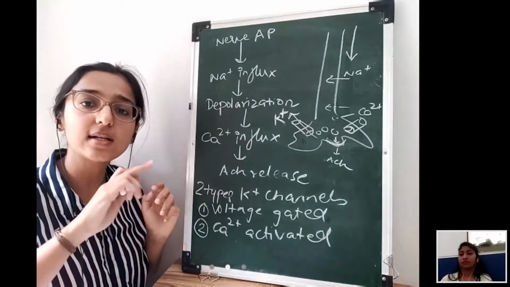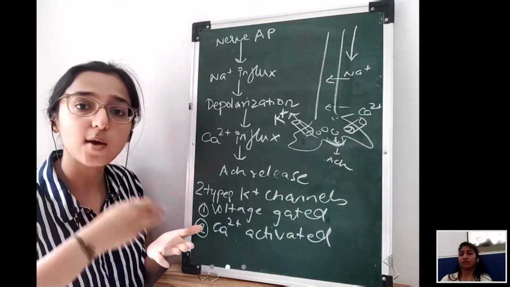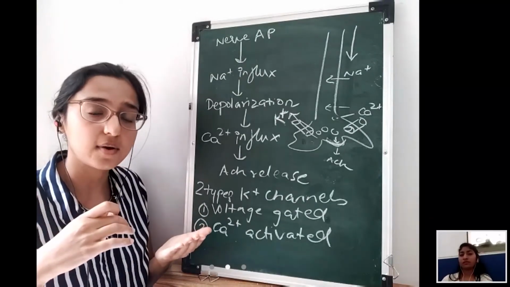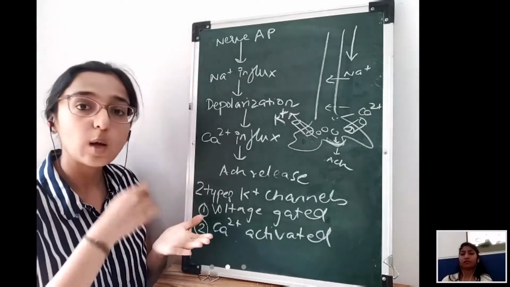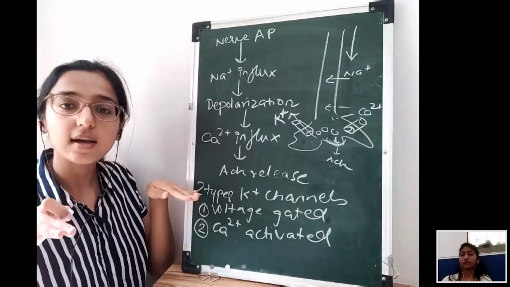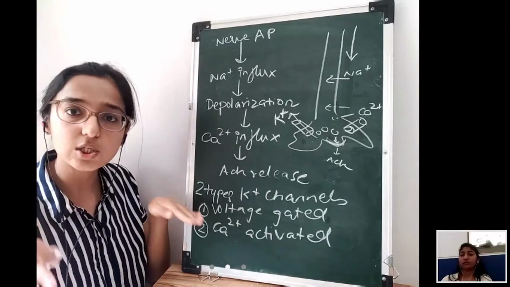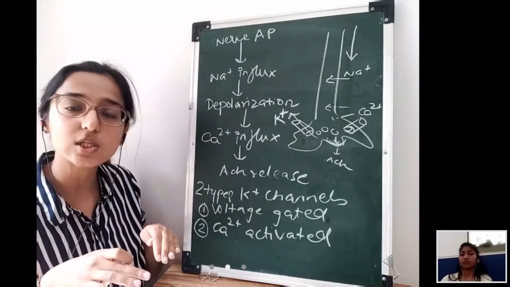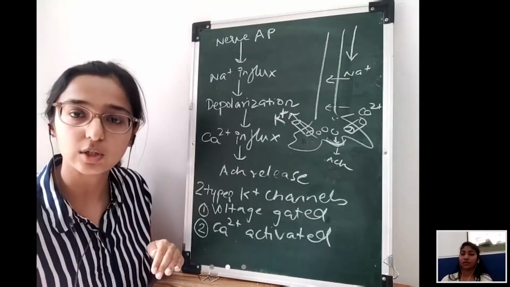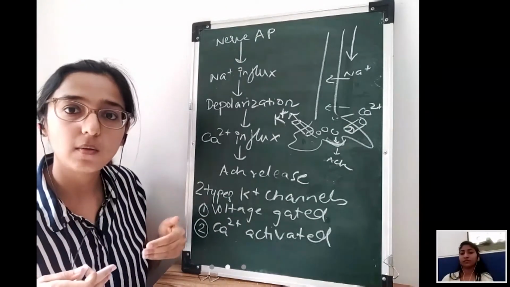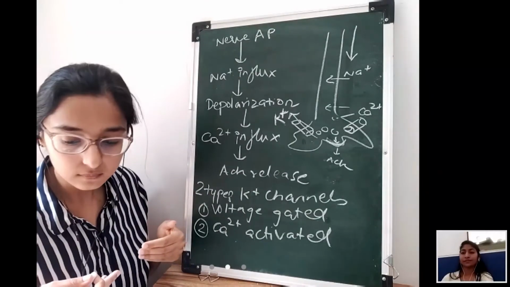So potassium channels start moving the positive ions out. Potassium keeps moving out, while positive ions are coming in: calcium is coming in, sodium is coming in. Now potassium is starting to move out, so at one point it will reach a resting phase. Depolarization will stop, nerve conduction will stop, acetylcholine release will stop, and the muscle contraction will stop. Is this understood?